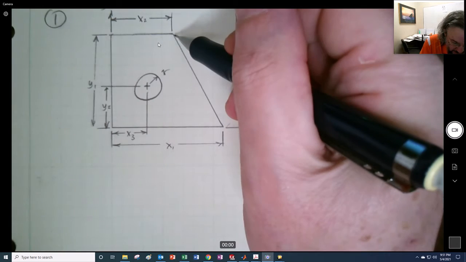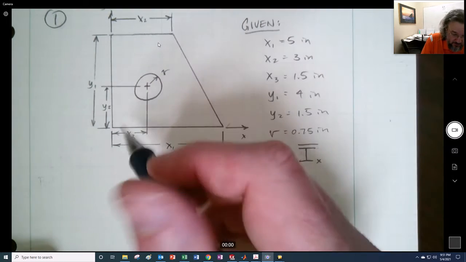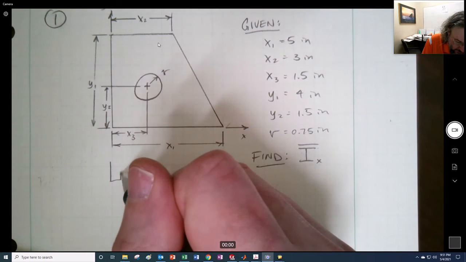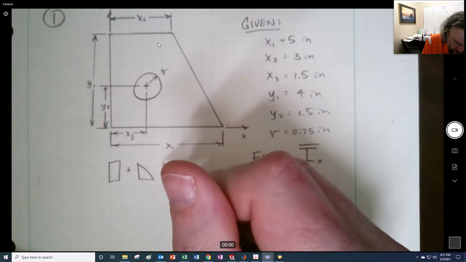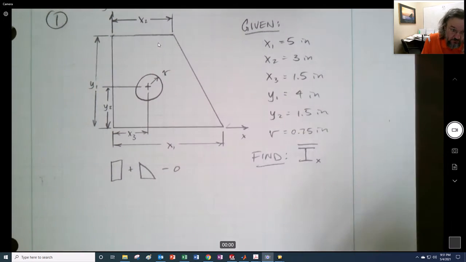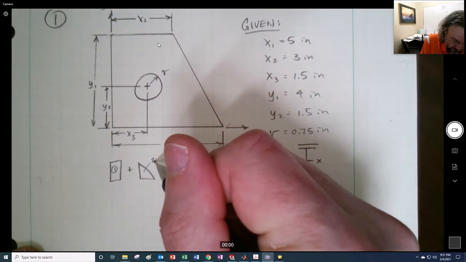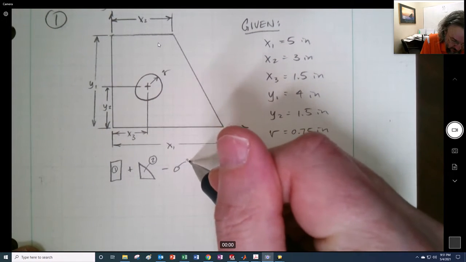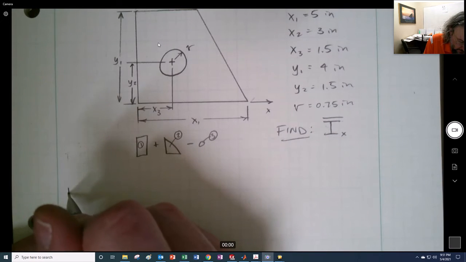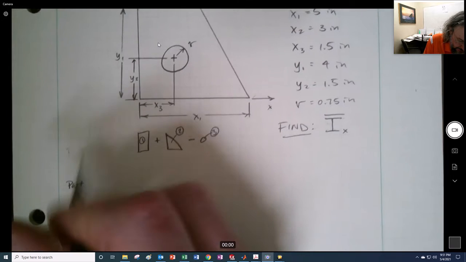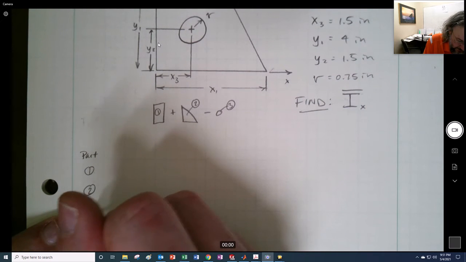So what I'm going to do is take a rectangle, a triangle, and a circle, and remove the circle. So I'm going to go rectangle plus triangle minus circle, right there. We're going to call this 1, call that 2, and then we'll call this 3. So, start again. Part 1, 2, and 3.